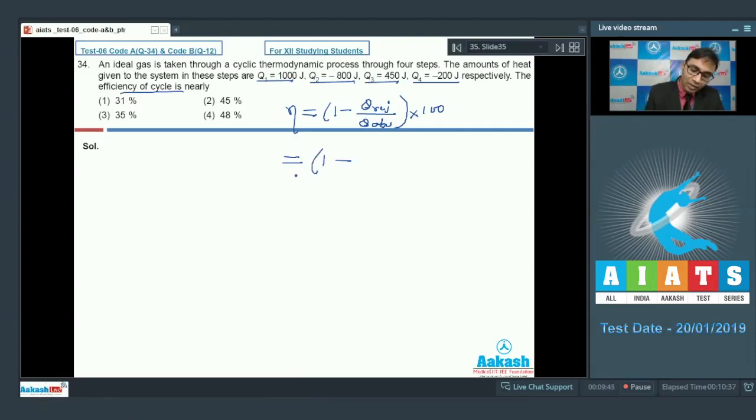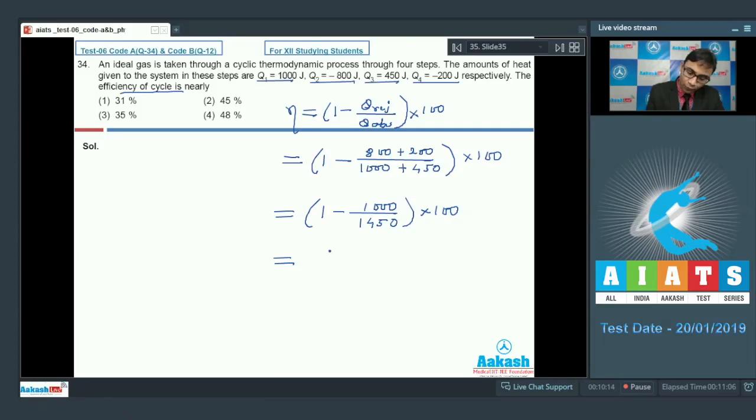So if I write it like this, we can write 800 plus 200, this is the heat rejected, divided by 1000 plus 450, this will be our heat absorbed, into 100. This will be the efficiency. So 1 minus 1000 by 1450 into 100. So you will get 45 divided by 145 into 100. So this will be approximately 31%. So we can say that our option number 1 will be the correct choice.